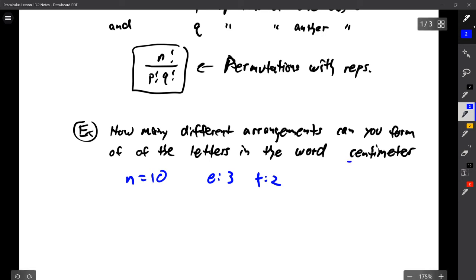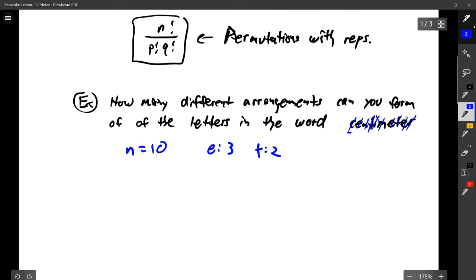The E's, 1, 2, 3. I counted those. Okay, I counted the C. I counted the E's. The N, only one of those. The T, 2 T's. Yeah, I counted those. 1 I, 1 M, 1 R. So 5, 6, 7, 8, 9, 10. Yeah, that accounts for all of them.